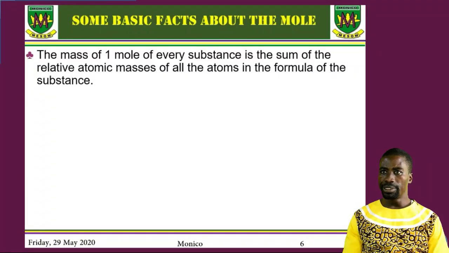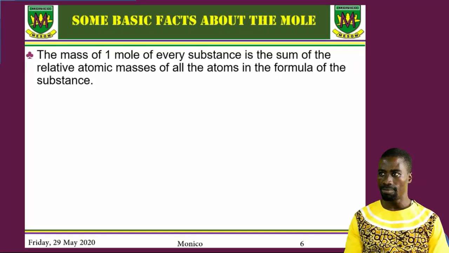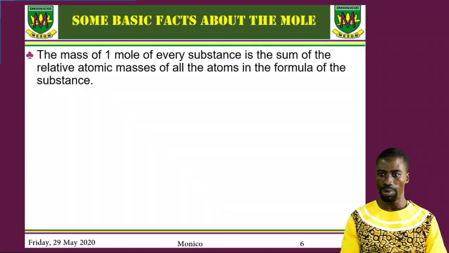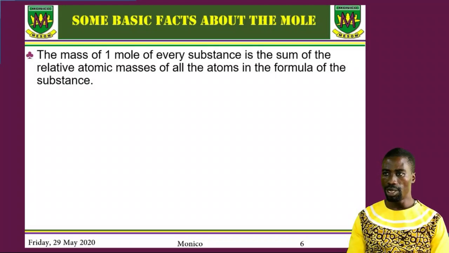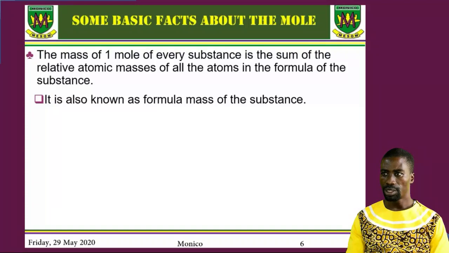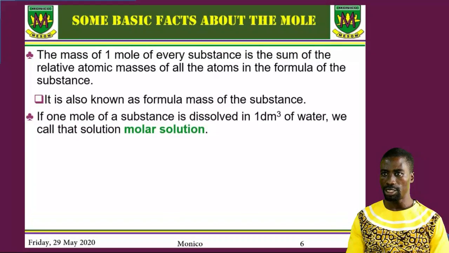We are also adding that the mass of 1 mole of every substance is the sum of the relative atomic masses of all the atoms in that formula. We will look at this also when we are doing calculations for relative molecular mass or the molar mass as well. It is also known as formula mass. These are just reading information that I'm giving you.